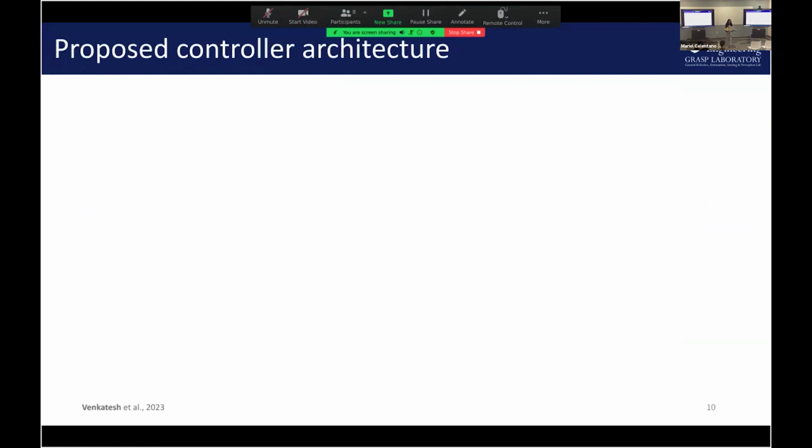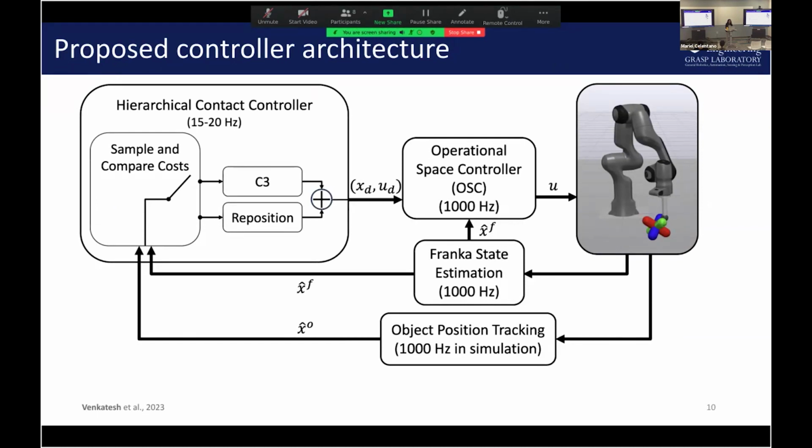So here's the proposed controller architecture. Let me just walk you through this diagram right here. We have the Franka simulation. We get the Franka state estimate at about 1000 Hertz. We have the object position tracking also at 1000 Hertz, which obviously works because it's a simulation. The state estimate then goes to this hierarchical contact controller block, which runs at about 15 to 20 Hertz and makes these hybrid decisions. I'll talk more about it in a bit. What this controller block does is hand over a trajectory and a sequence of actions to a low-level operational space controller that also runs at 1000 Hertz, and then hands over the input to the simulation of the robot. Let's dig a little deeper into our hierarchical controller.